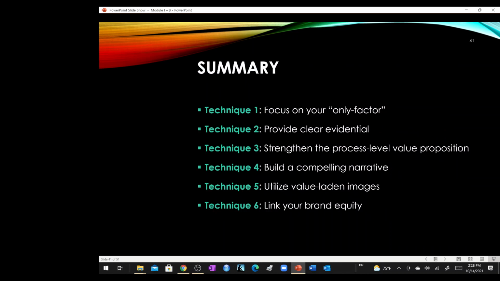Summary. So we have 6 techniques. I'm sorry, not 7. Focus on your only factor. Provide a clear evidential, so the bullet points, maybe in the process also level design. Be clear. Give the percentages. Associate yourself with good brands. But there's always risk if you associate yourself with a celebrity or influencer, that they might go down and then you go down with them. But, well, you take the risk. Build a compelling narrative if you have to. Utilize value-laden images and link your brand equity.